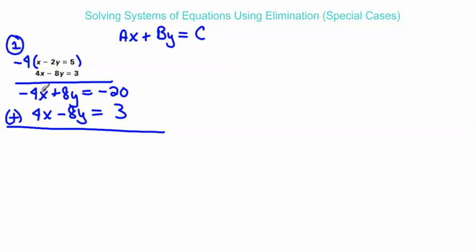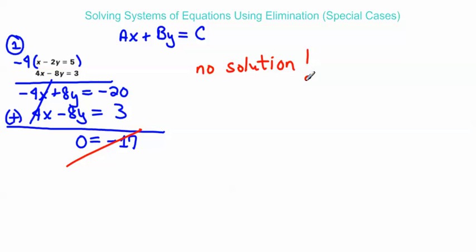Negative 4x and positive 4x cancel. Negative 8y plus positive 8y is 0. And negative 20 plus 3 is negative 17. Whenever you end up with a statement that is not true and there is no variable, this is no solution. There is no solution to this system. So what that means is if you were asked to classify this, this would be inconsistent.